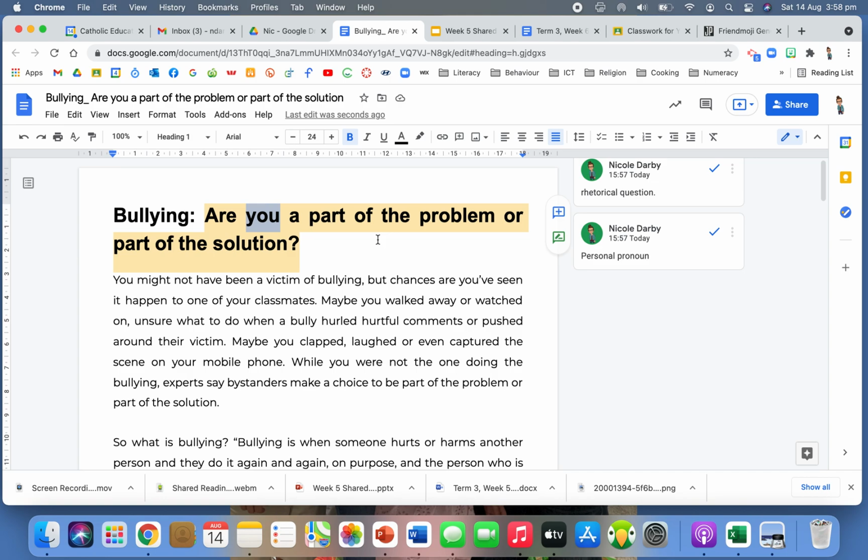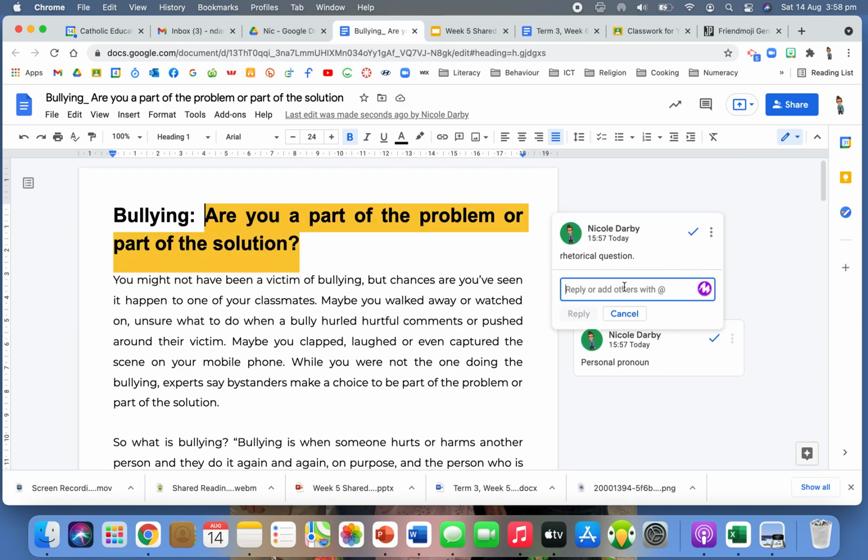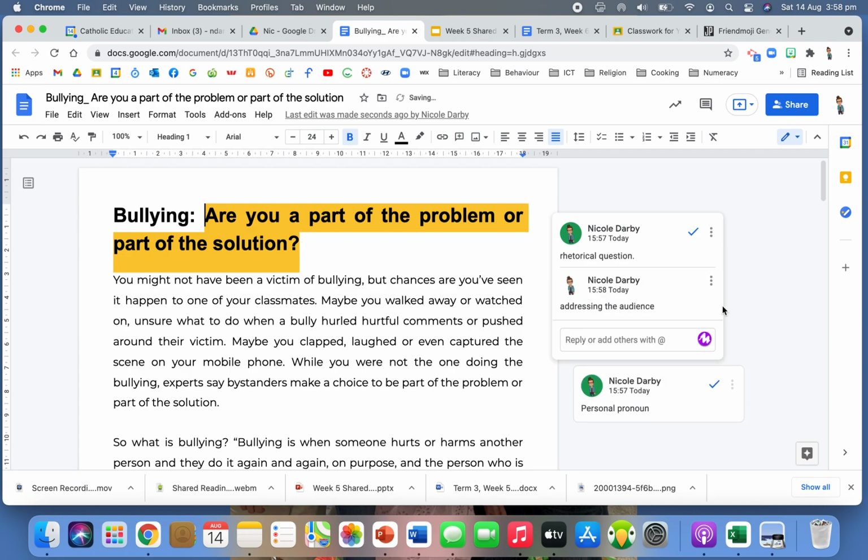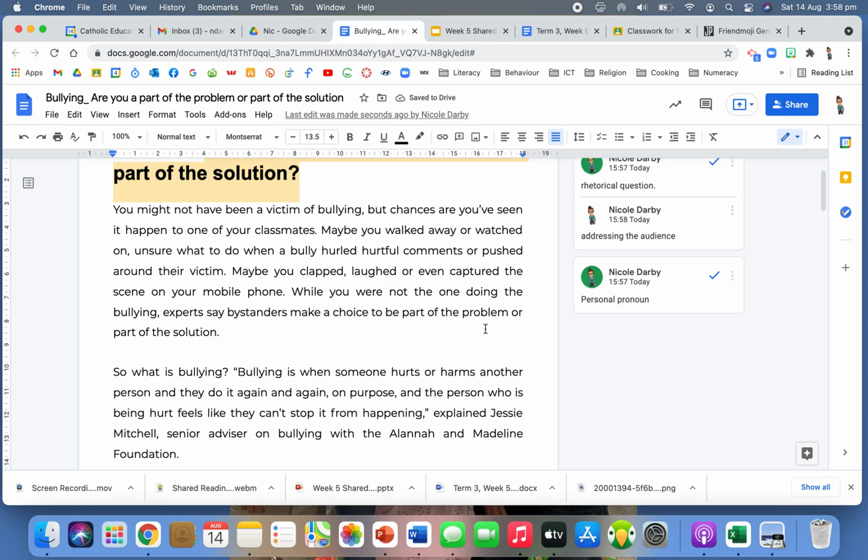We think about this as a transcript of a speech that's being presented. Imagine someone standing up saying that straight away: bullying, are you a part of the problem or part of the solution? So already it's addressing the audience. Wow, very powerful. I'm going to add that on here. It's also addressing the audience, using those personal pronouns, which is important as well.